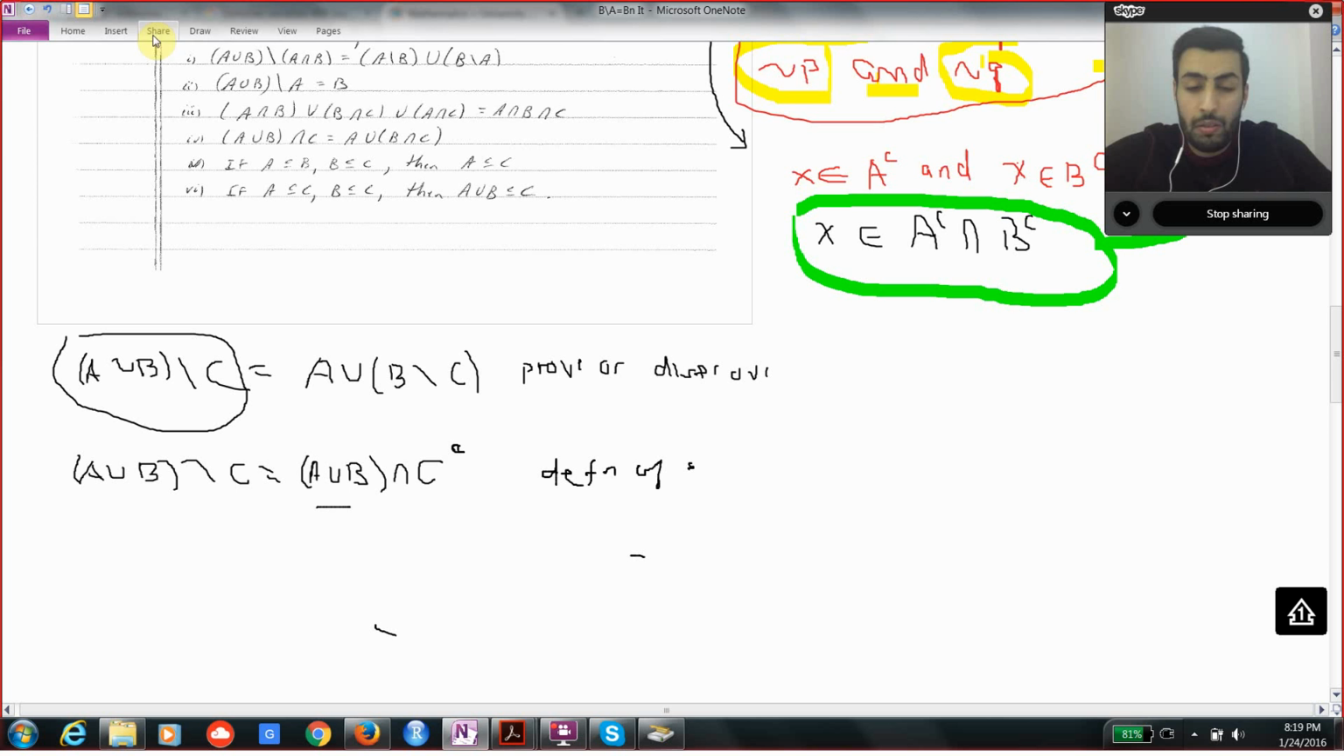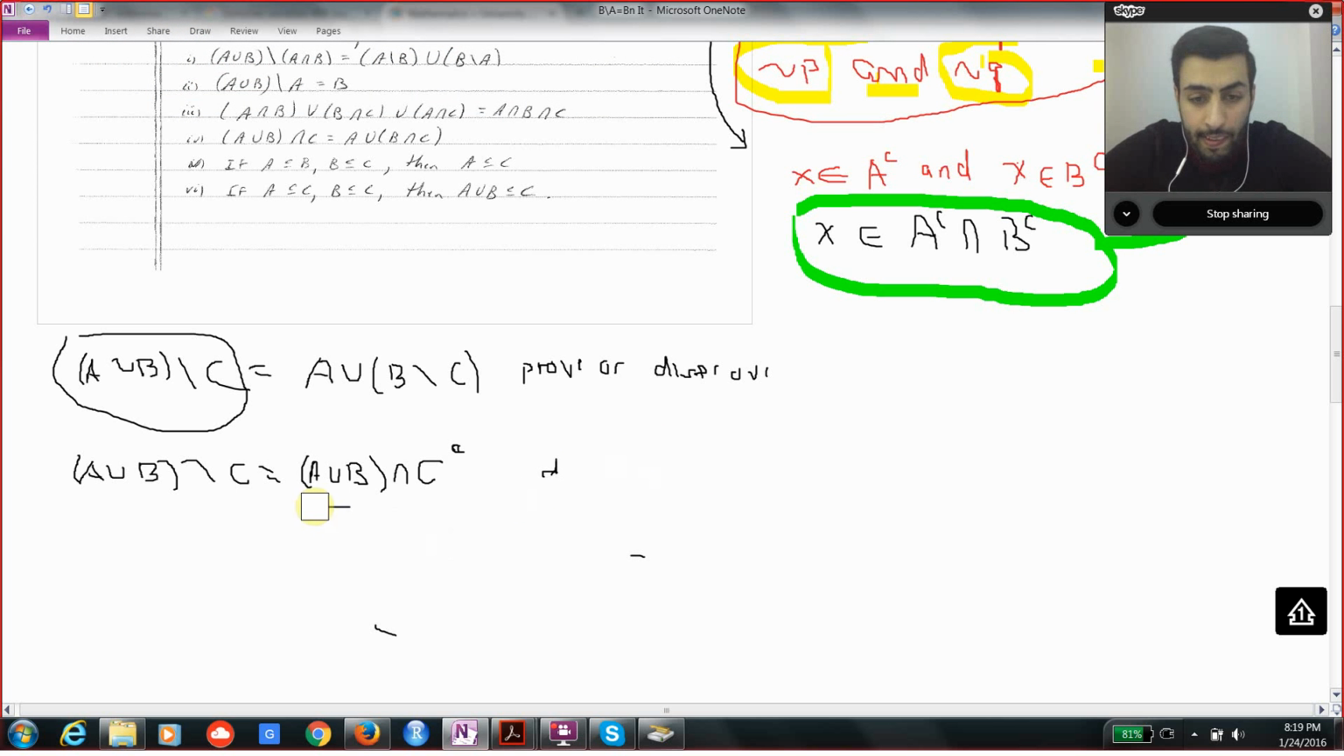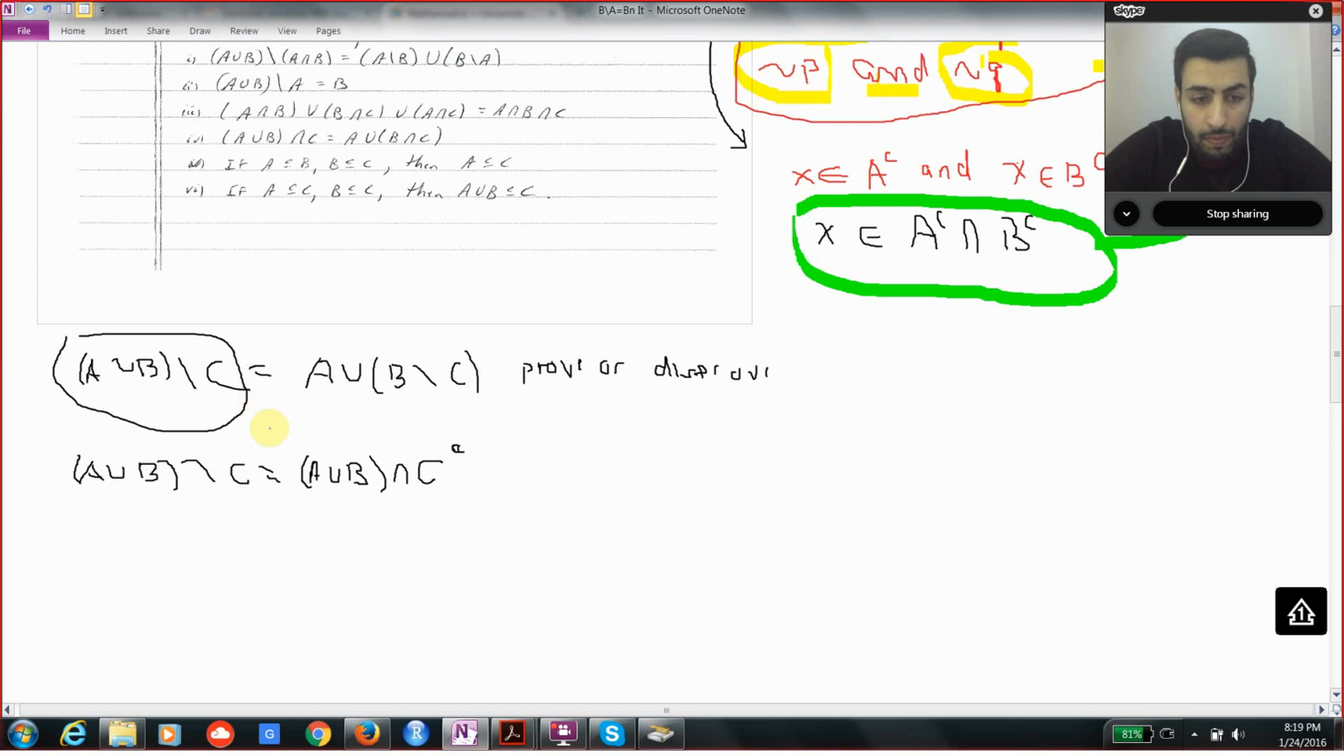Exactly. Okay. So the first one we know for a fact is okay. And it goes both ways, right? Okay. Now, here's a very important rule that we have to know. I'm going to introduce: if we have an intersection outside a union, we can distribute that intersection.